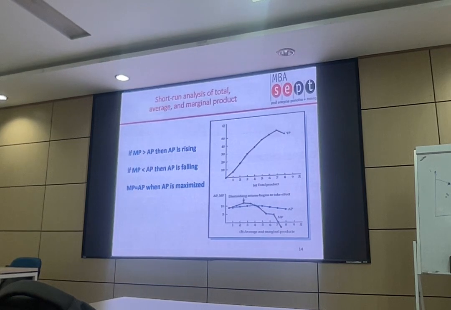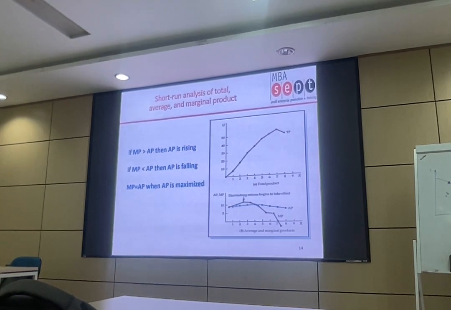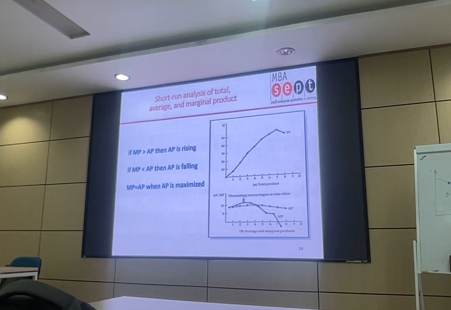And this is the relationship between marginal product and average product. Do you see? So this is how marginal and average relate to each other. Now, if the marginal product is higher than the average product, the average product is rising.